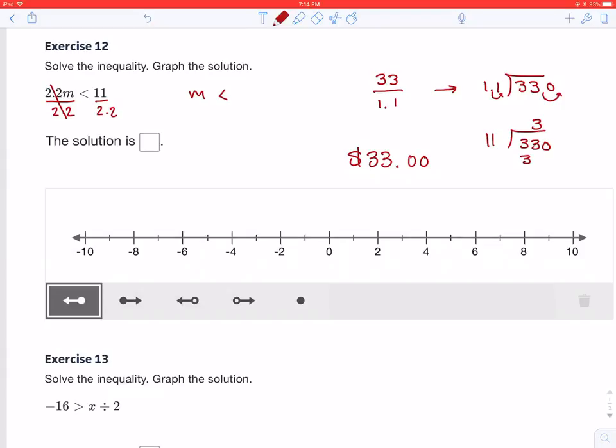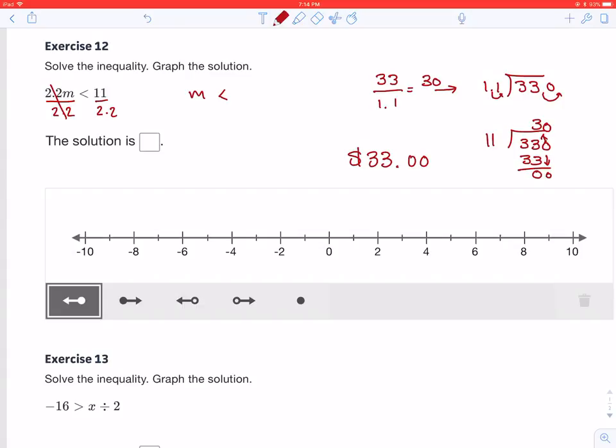Well, 11 goes into 33 three times. And then that's going to give me a remainder of 0. You can drop down this 0, but that's just going to be another 0. So let's actually bring it up and turn that 3 into a 30. So 11 goes into 330 30 times, which means that 33 divided by 1 and 1/10 is 30.